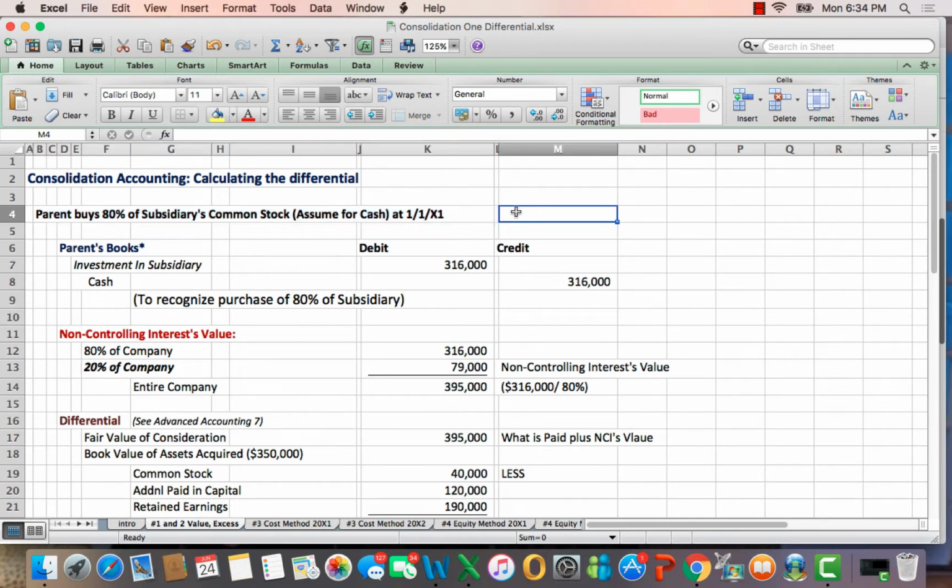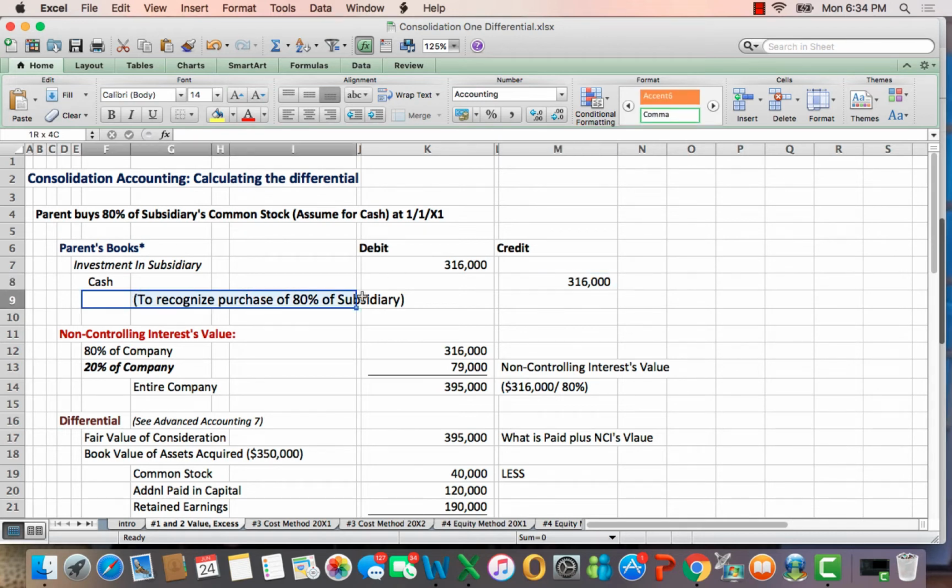So the first step is, what is the entry on the parent company's books? Well, they're making an investment, and they create an account called investment in sub. They happen to spend $316,000, and they pay cash. And the explanation for the journal entry is to recognize a purchase for 80% of a subsidiary.